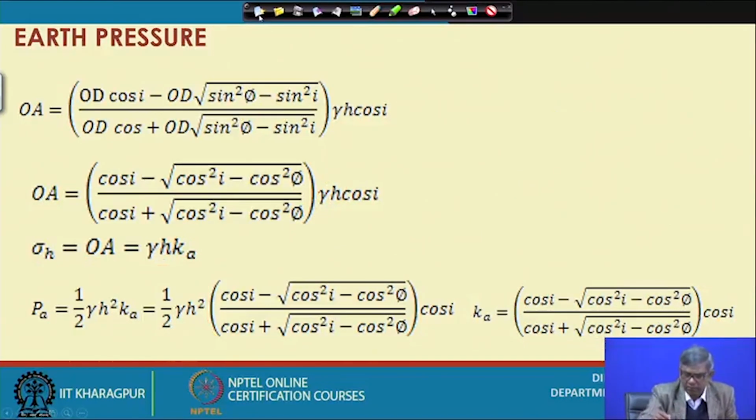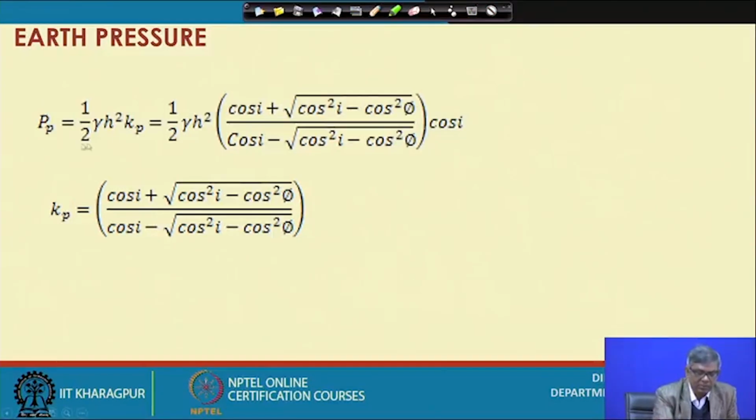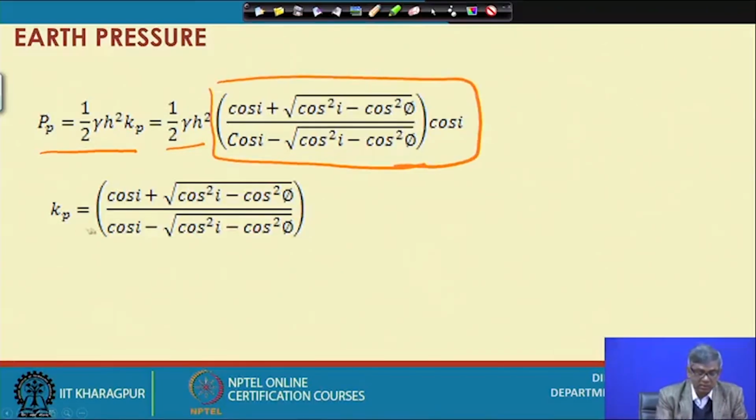Similarly, for the passive case also we can find out Pp. Geometrically again we can do similarly and find out different components and then substitute and get the expression, but I am not doing this because that is not very important at this level. What we need to know is the active earth pressure coefficient or passive earth pressure coefficient, by which we can do the design. Okay. So Pp is also equal to half gamma H square Kp, multiplied by this expression, and this is nothing but Kp.